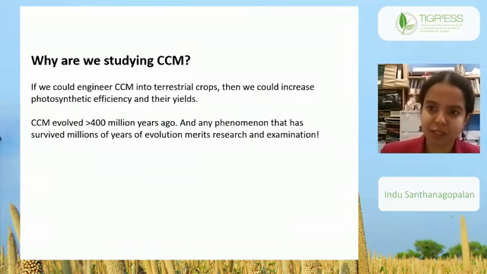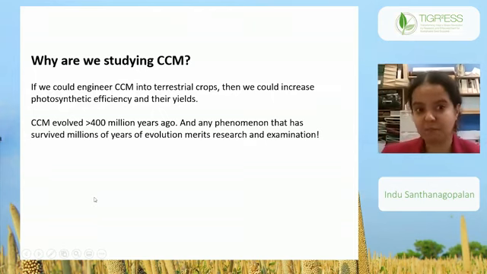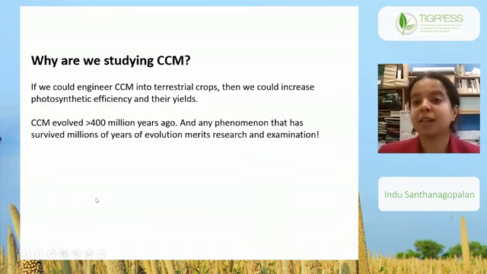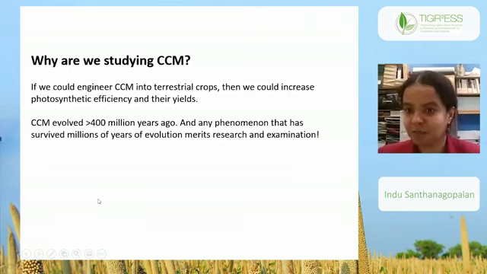So why are we studying this process? Well, if we could engineer something similar to the algal CCM into higher plants, then we would technically be making them more photosynthetically efficient and thereby would increase their yields. But to do this, we have to understand this process very well within the organism itself. Further, it is a process which is over 400 million years old, and anything that has survived these many years of evolution merits research and examination.